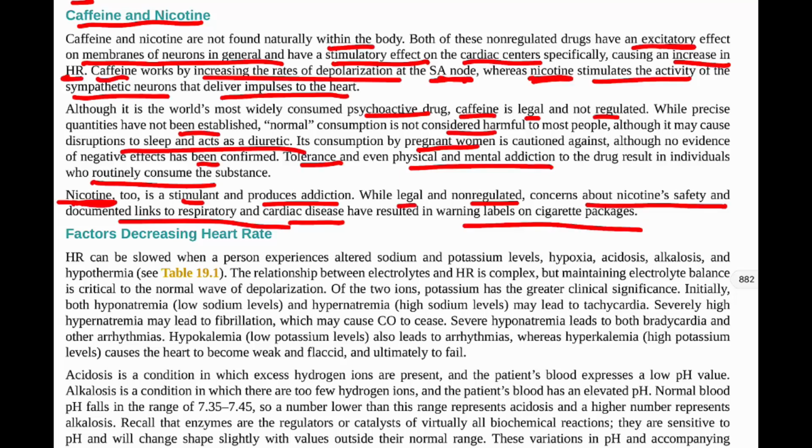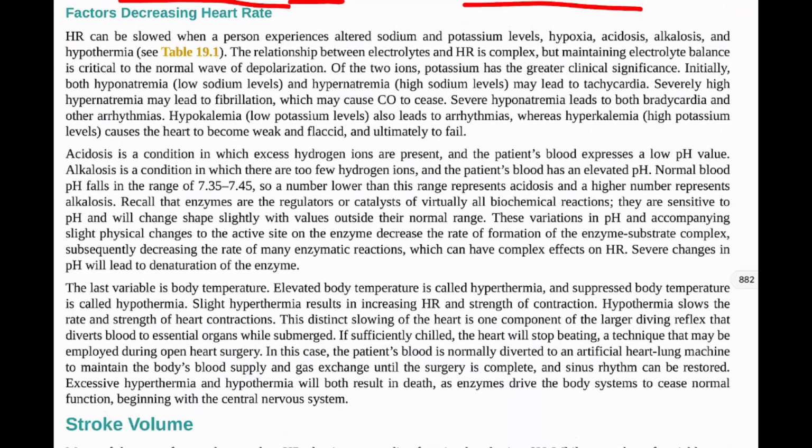So now let's take a look at some of the factors that are decreasing heart rate. Okay. So heart rate then can be slowed when a person experiences altered sodium and potassium levels, hypoxia, which is decreased oxygen, acidosis, alkalosis, and hypothermia. So let's take a closer look at each of those.